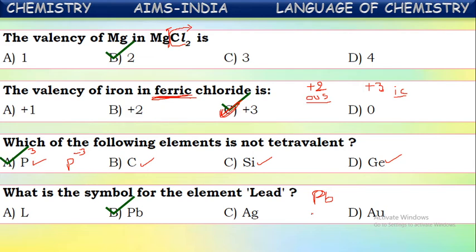Not only for lead, nearly 11 elements have their symbols from their Latin names. For example, sodium has its symbol Na. It is derived from its Latin name natrium. And one more element, potassium. Potassium's Latin name is kalium, so its symbol is K. And some other elements like iron. Iron's Latin name is ferrum, so its symbol is taken from it as Fe. In the same way, copper, its Latin name is cuprum, so Cu is its symbol. Gold, Au is the symbol because its Latin name is aurum. So for some elements, symbols are derived from their Latin names. One of them is lead also. Its Latin name is plumbum, so its symbol is Pb.